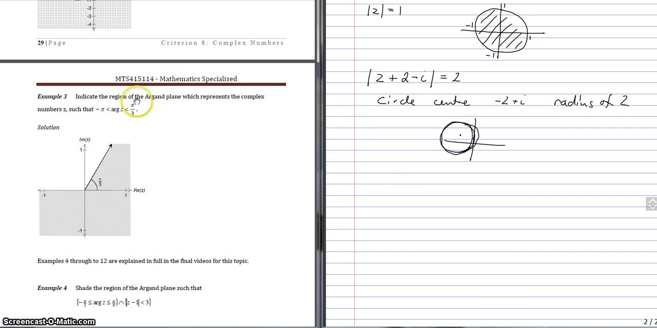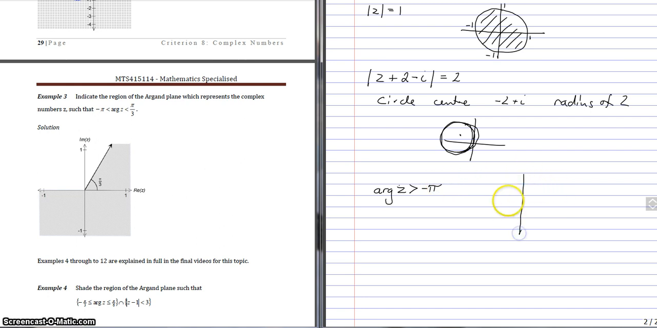Now let's think of it in two parts. First of all, we notice that these less than signs mean there's going to be a region shaded. Let's look at this bit here, negative pi less than the argument of z. That would be the same as saying the argument of z is greater than negative pi.